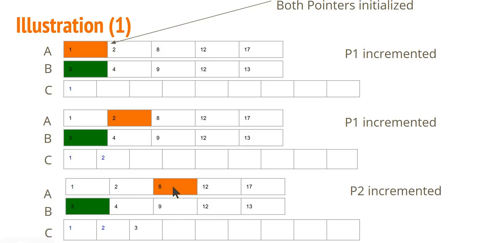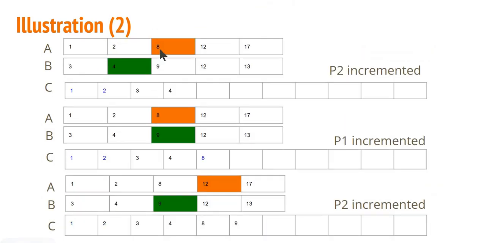Now notice it's 3 and 8, the situations are reversed. Clearly 3 is smaller, so I will add 3 to the list and I'll increment P2. Which means my next comparison will be between 4 and 8. Again, 4 is smaller, so I add 4, I increment P2. Now it's 8 and 9. This time round, I increment P1. I add 8 and increment P1, so it's 9 and 12.